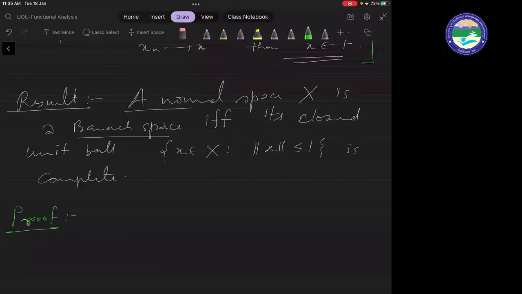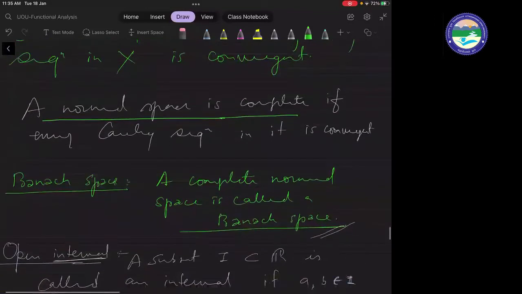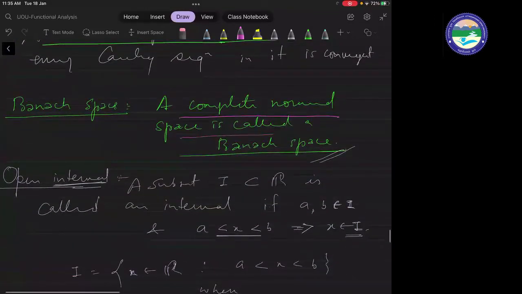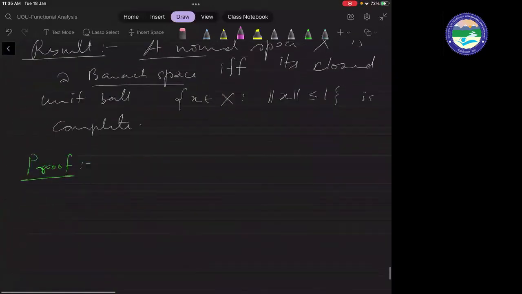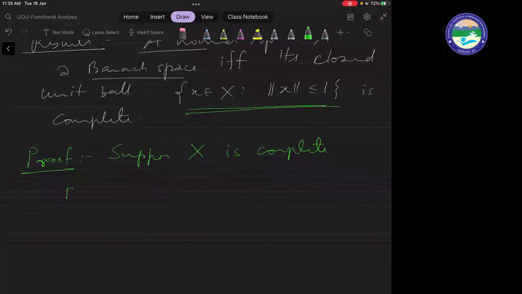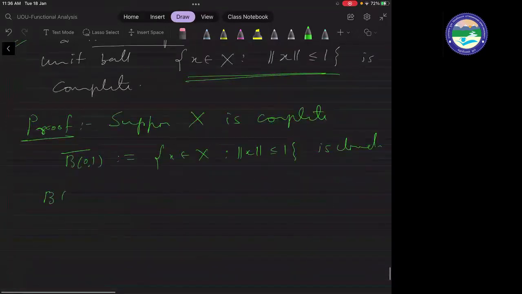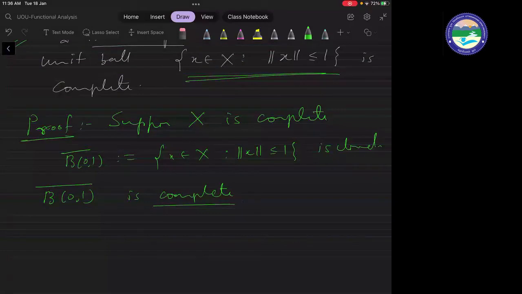Now see, for a normed space to be a Banach space, what is necessary? What was the definition of a Banach space? A complete normed space is called a Banach space. So suppose X is complete. So this means it is a Banach space. Now, you know this ball is closed. So therefore, using this result, B01 is complete. Is this OK?